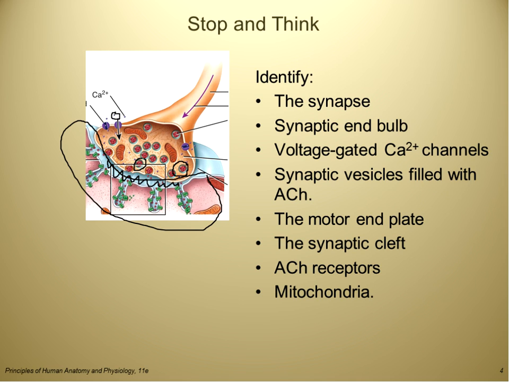Acetylcholine receptors are these little green ones. You can see them binding acetylcholine. And then mitochondria right here. They're always scattered throughout muscle tissue.